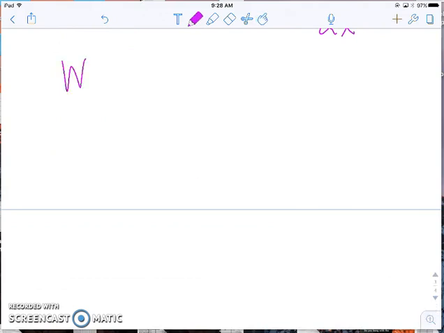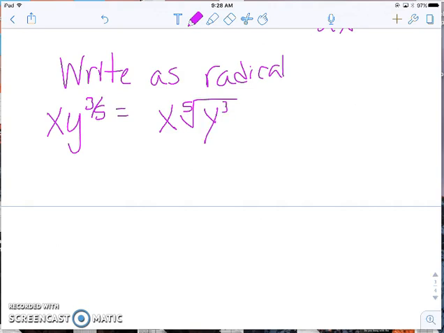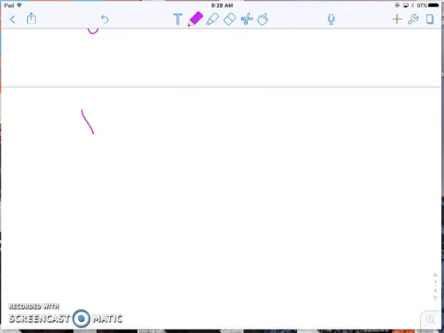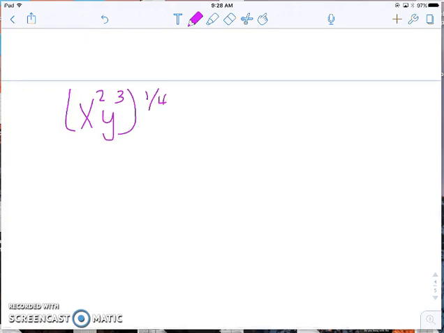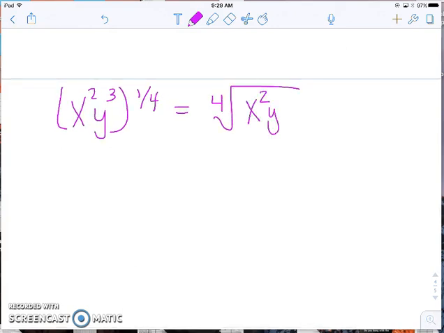If we had to write as a radical, let's say we had x y to the 3/5. Well, it's that fifth root, but x isn't in it, so the fifth root of y cubed. If we had x squared y cubed to the 1/4, so that's going to be the fourth root of x squared y cubed.